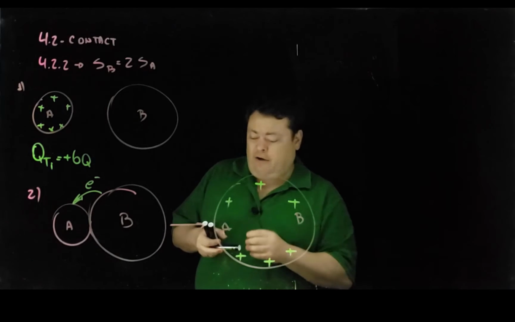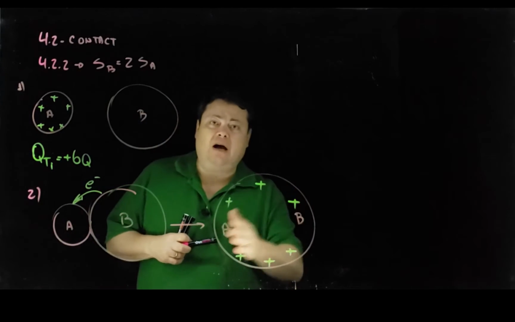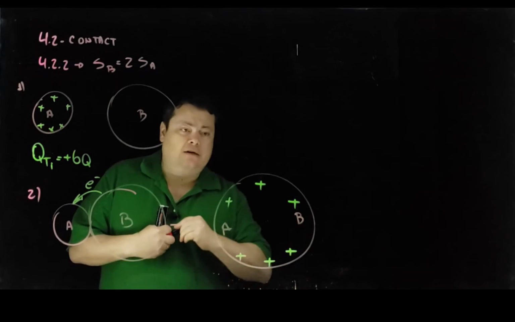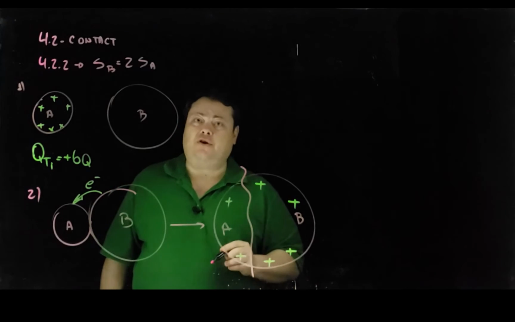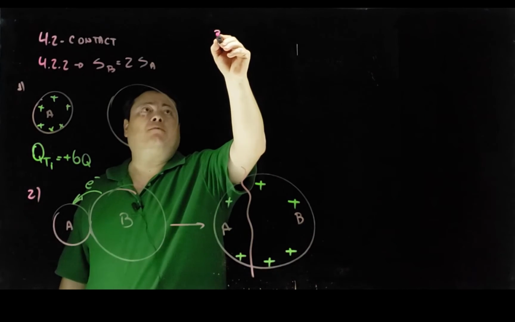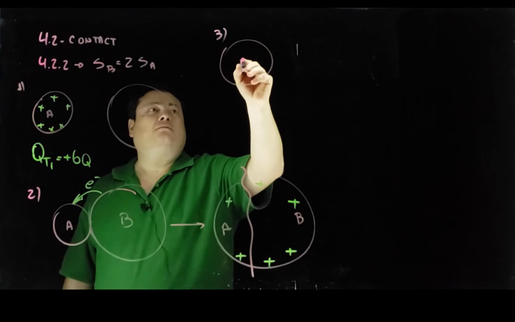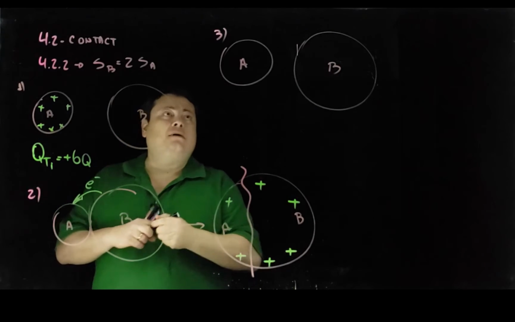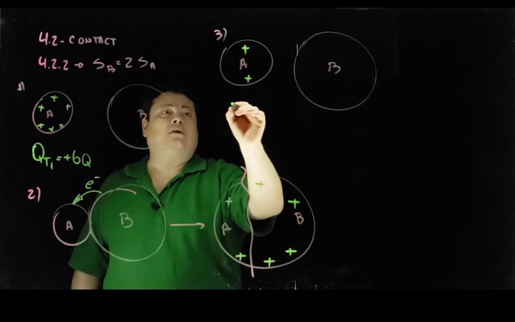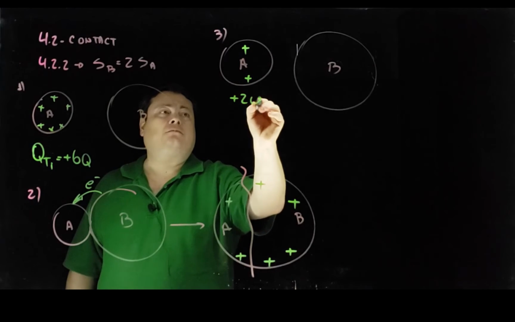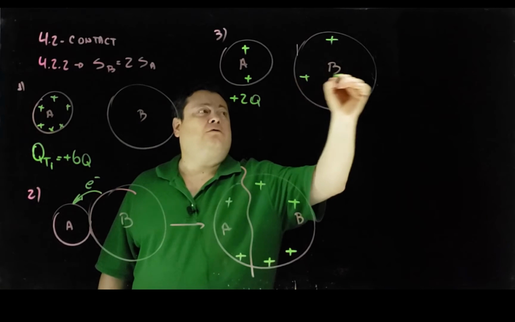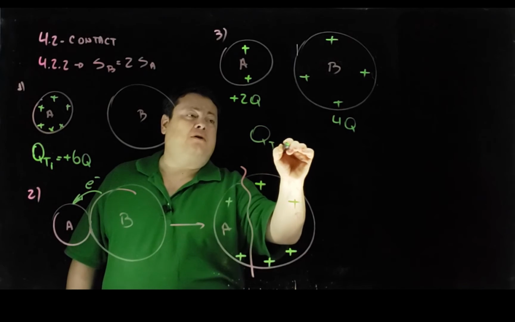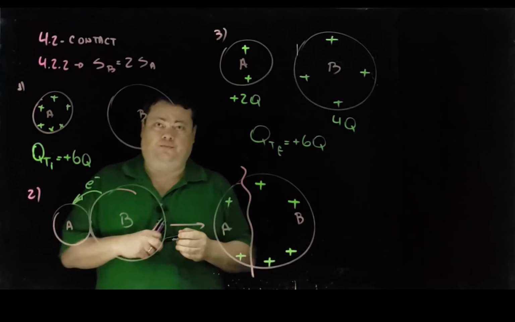And after this, I'm going to break them apart. But now I'm not breaking them in half and half, because B is twice as big as A. So I'm actually going to break them kind of here. So when I do this, my step number 3, I'm going to have A and B, and A now holds a charge 2Q, and B holds a charge 4Q. Notice that the total final charge is still plus 6Q.